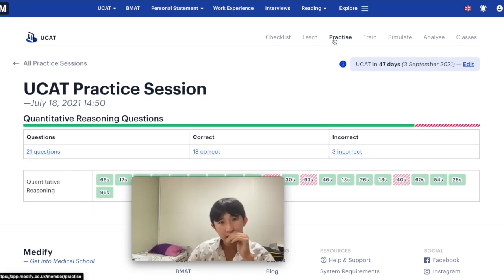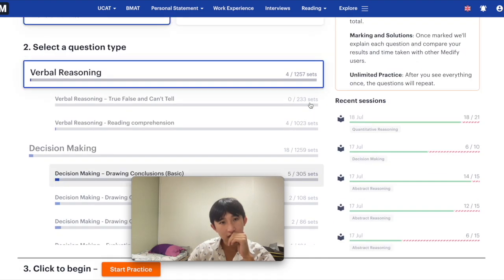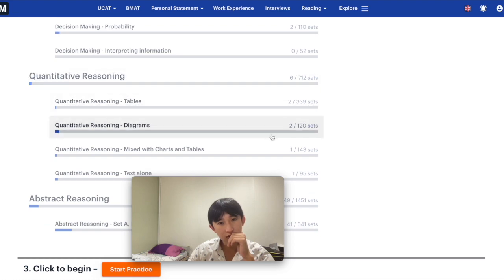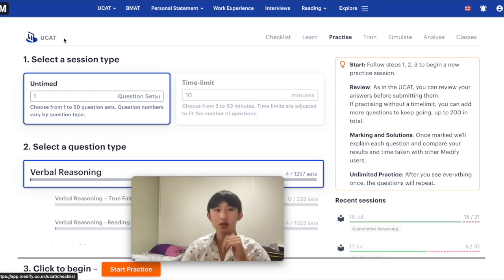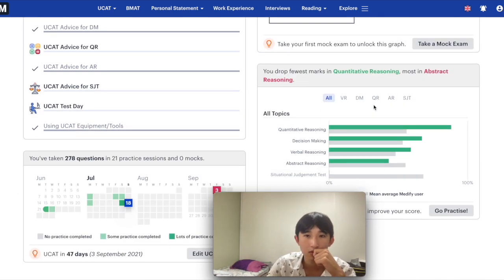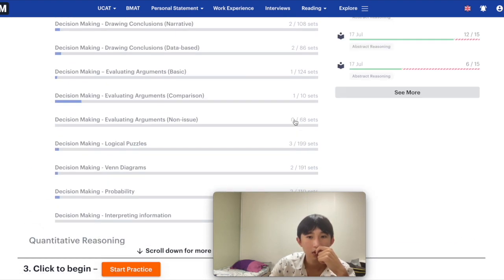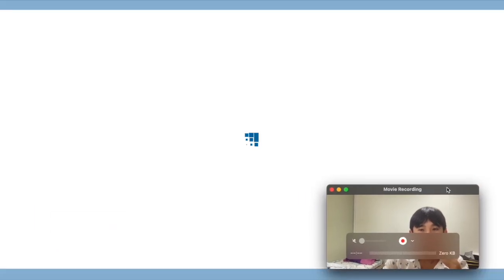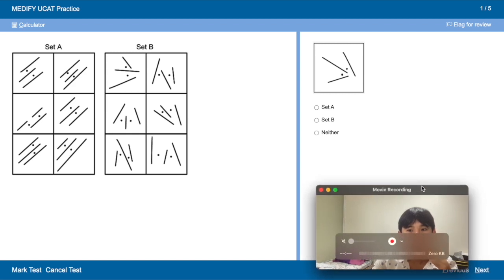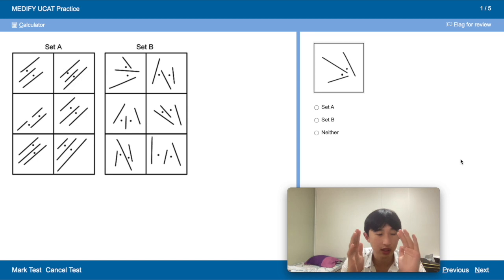Could do right, so we got... so far so good. Let's do some abstract reasoning, because I absolutely suck at those. And I really need to improve my time and speed at spotting these patterns.